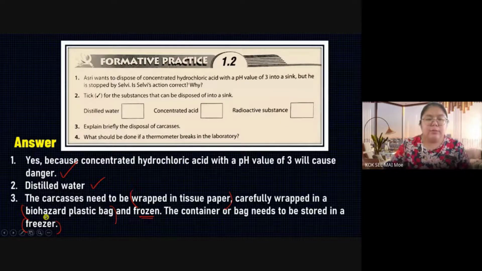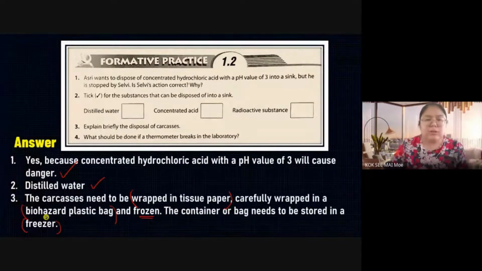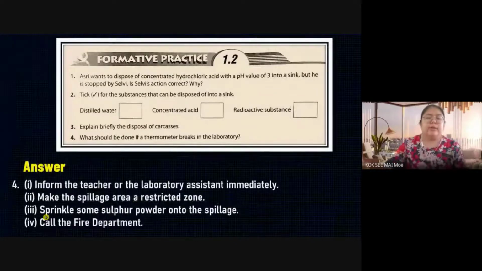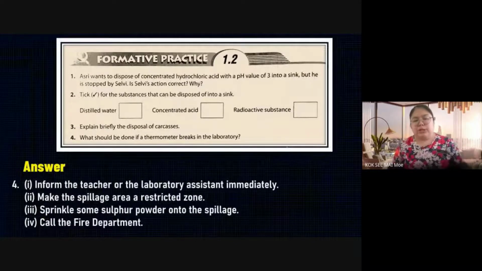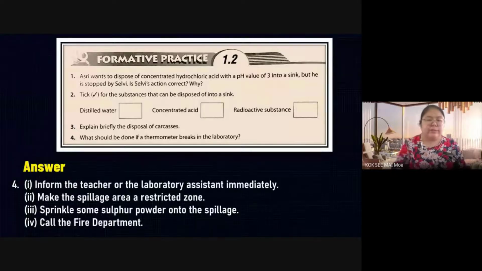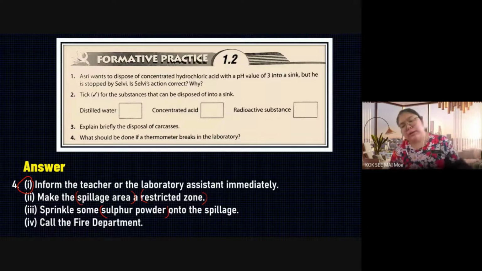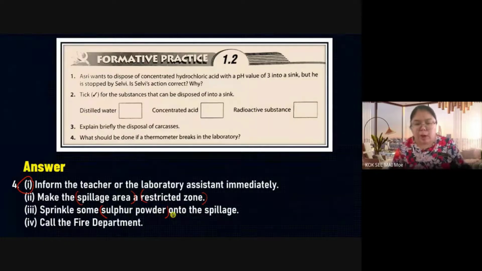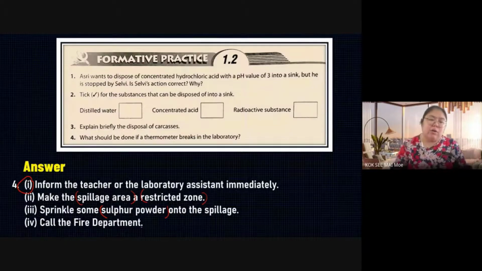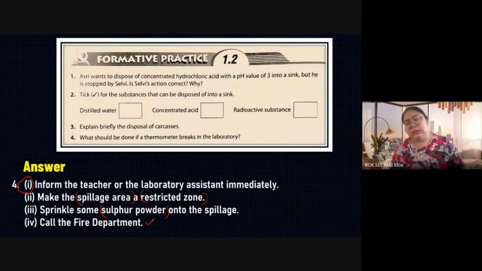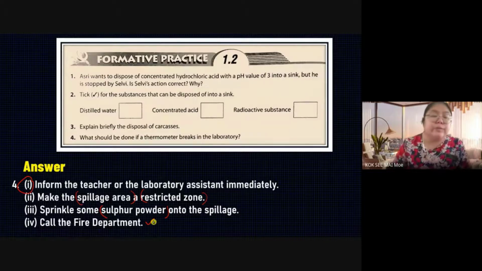Then we go to number 4, thermometer, mercury. First step, inform the teacher. Inform the teacher is the first one. Number 2, mark the spillage area as a restricted zone, that means you separate the zone. Sprinkle some sulfur powder to stop the mercury from flowing, so that it will absorb it. After that, call the fire department. So these are the steps for dealing with mercury.